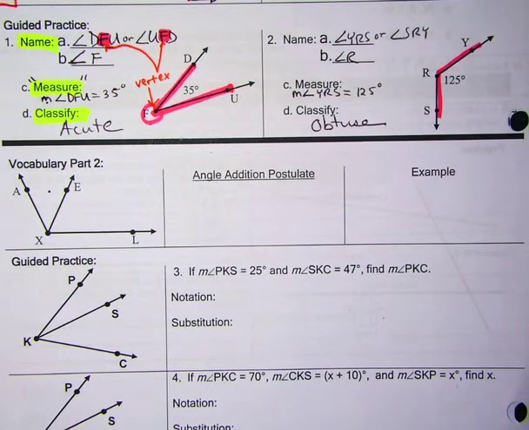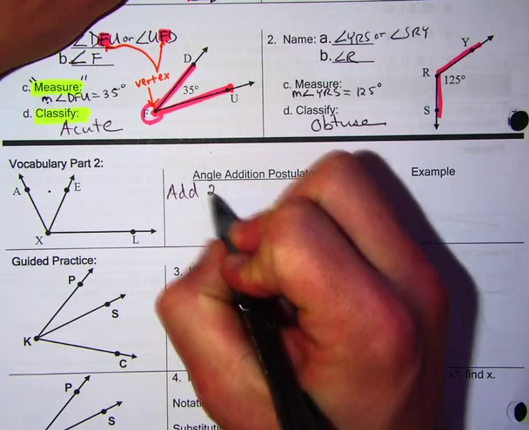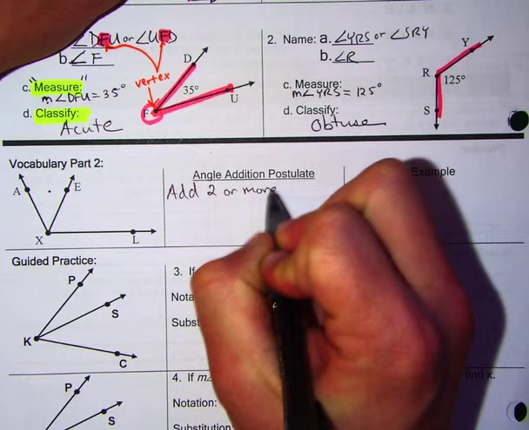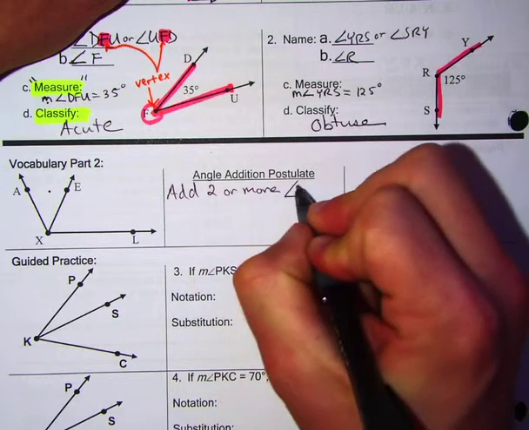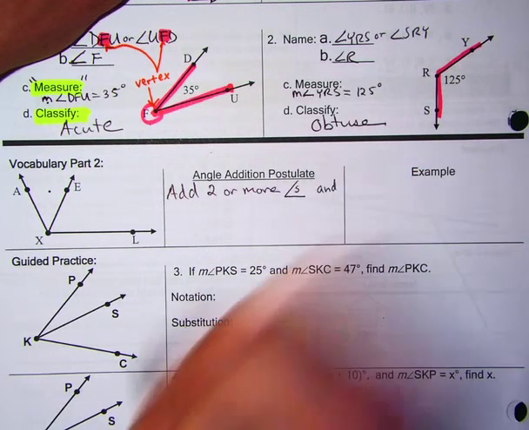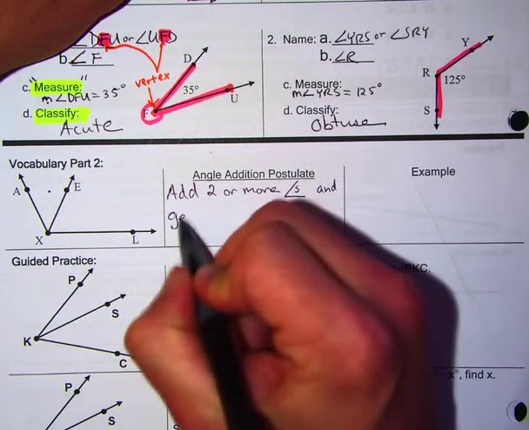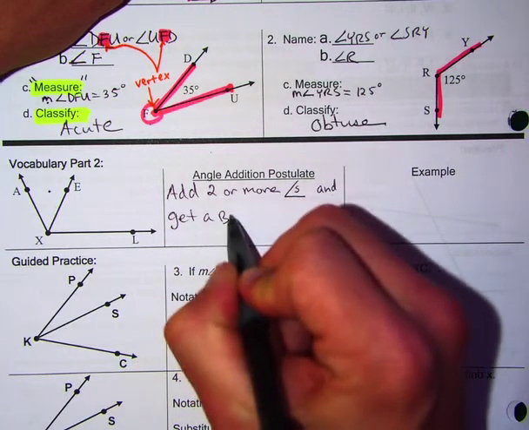So let's go ahead and write that down. If we add 2 or more, because you can add more than just 2 angles, notice how I'm using symbols for angles. If you add 2 or more angles, you get a bigger angle.